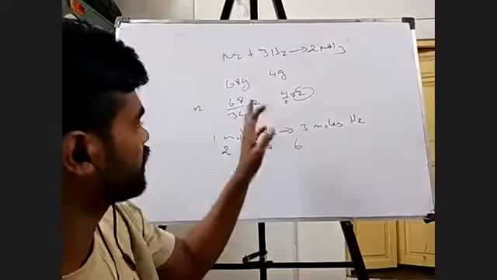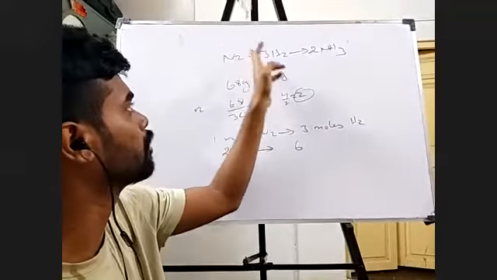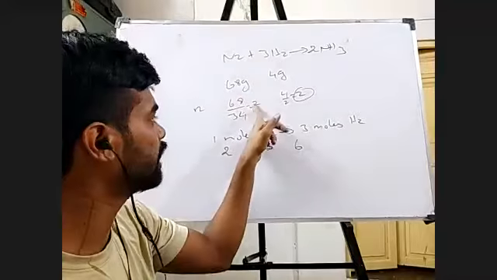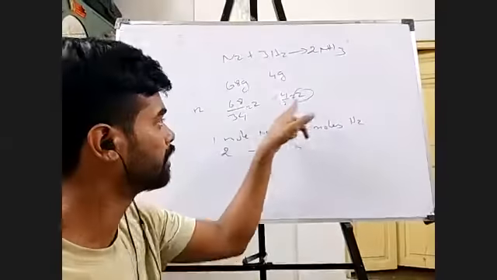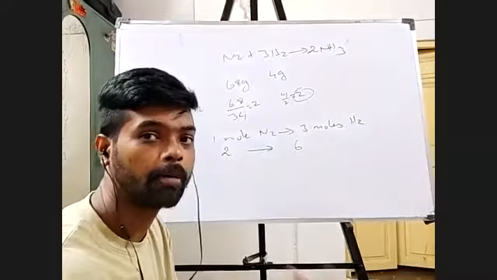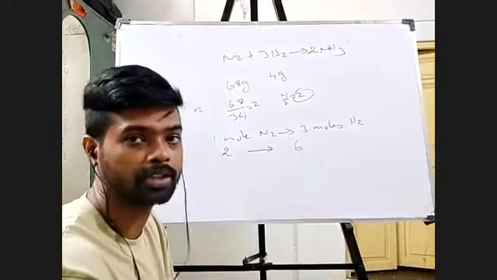So what you see is that from the stoichiometric equation, for 1 mole of N2, I require 3 moles of H2. So how many moles of N2 do I have? 2 moles of N2 I have. And obviously I require how many moles now? 6 moles I require. But how many moles do I actually have for H2? I have only 2 moles of H2.